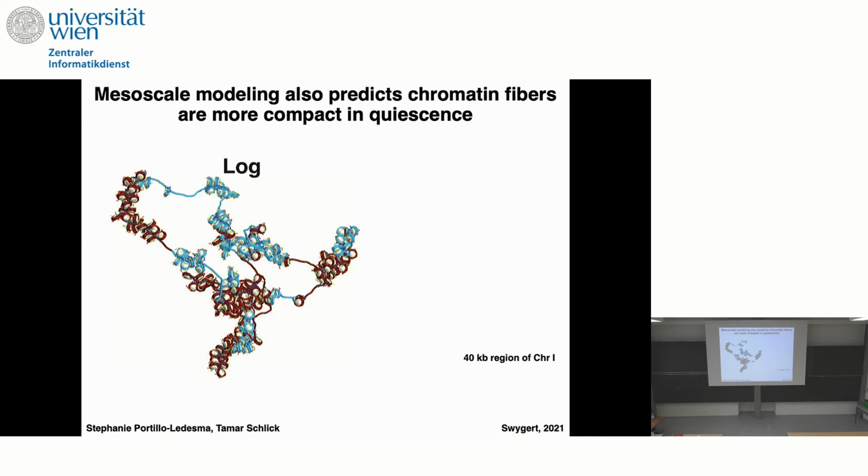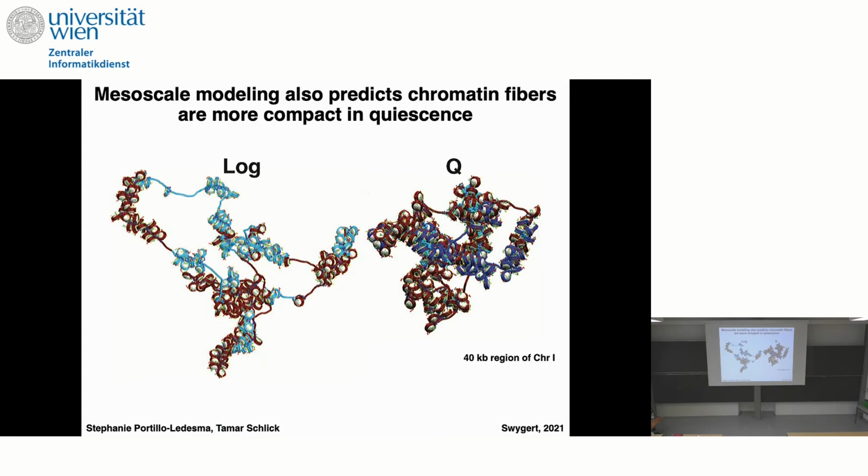We also collaborated with Tamara and Stephanie and her lab to do mesoscale modeling using our genomics data. So this is using MNase-seq data to get nucleosome positions, and then looking at linker histone binding and histone acetylation from ChIP-seq. So here we're looking at a 40 kb region of chromosome 1. Here's a representative structure in the log case. And we look at the same thing in quiescent cells. You can see the modeling really predicts that these quiescent cells are compacted locally, which again is very consistent with our microC data.